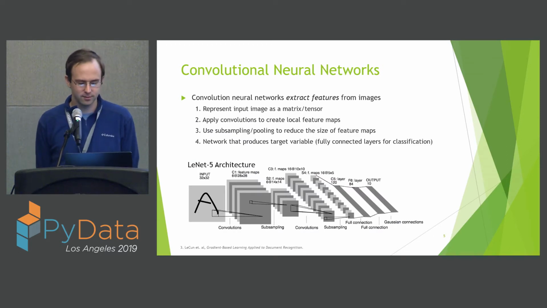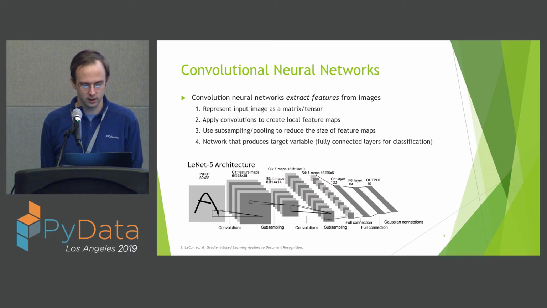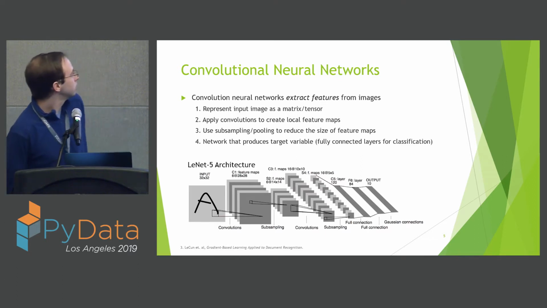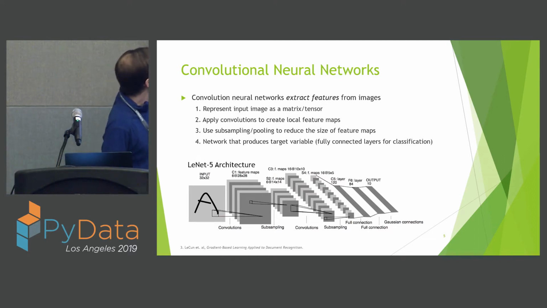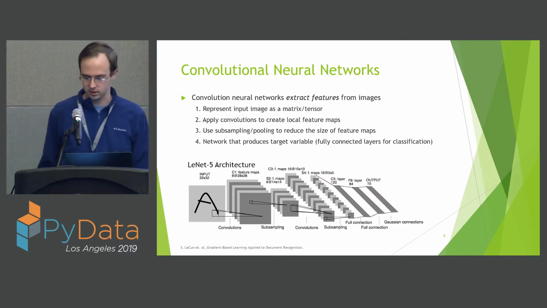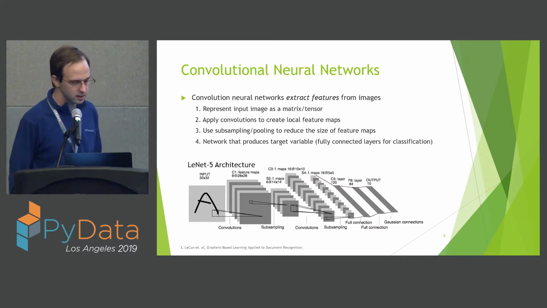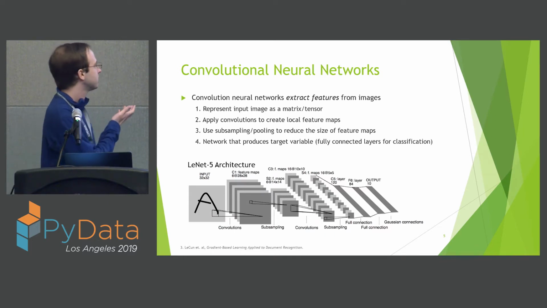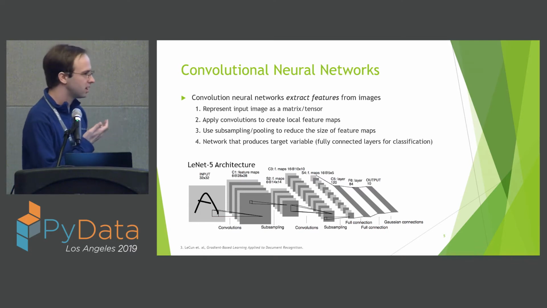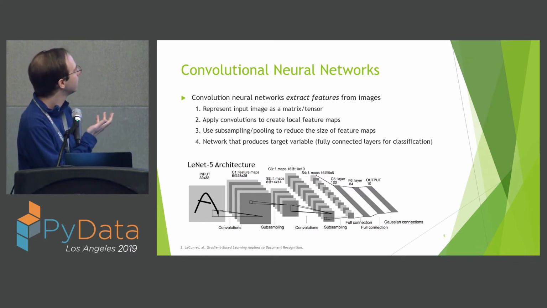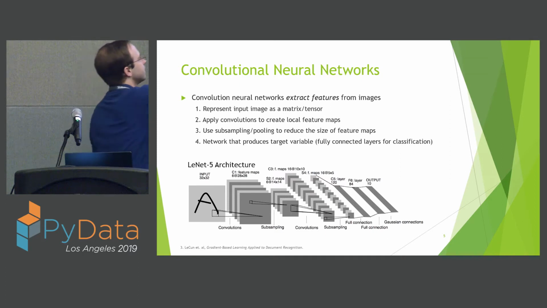I've been talking about convolutional neural networks, so I'm going to talk at a high level about how they work. This is an early architecture. The input is some image, in this case a 32 by 32 character. This image, of course, is represented as a matrix or a tensor so that computers can work with it. Convolutions are applied to the input image.